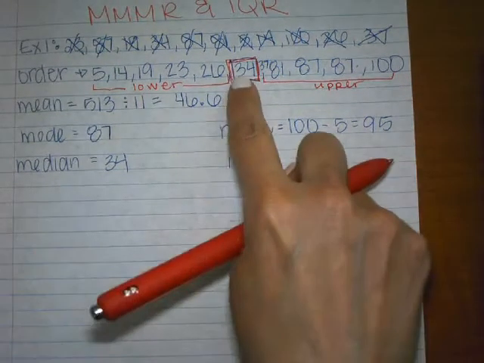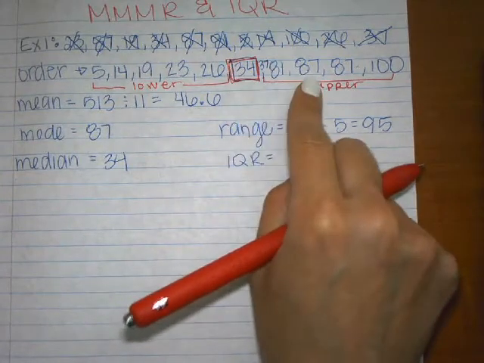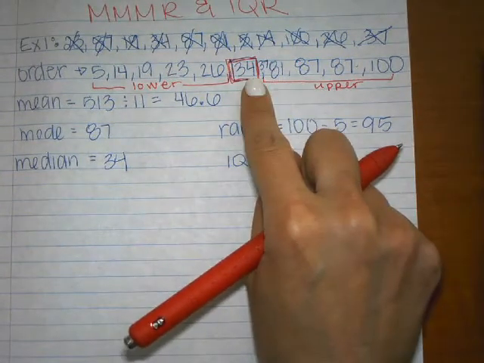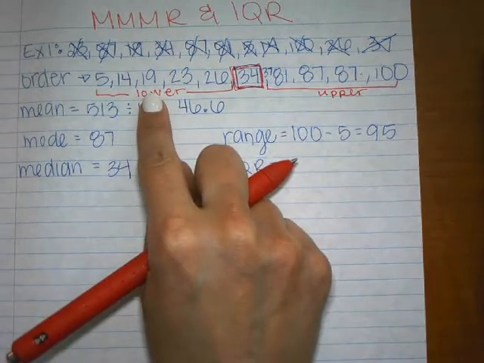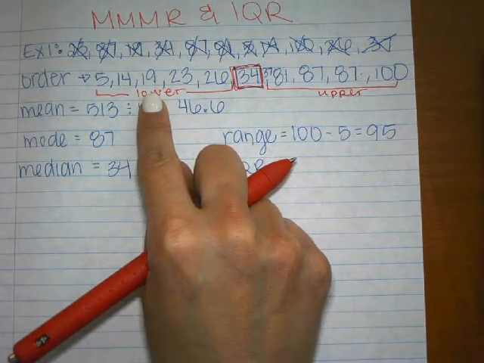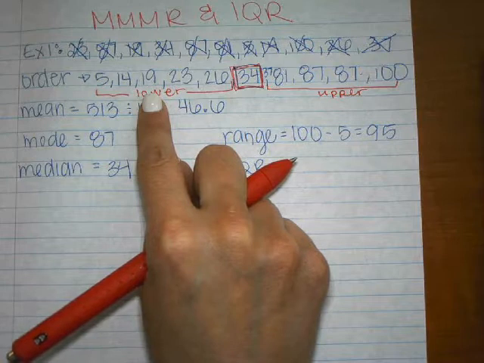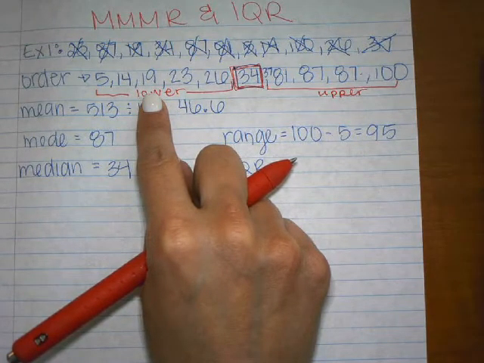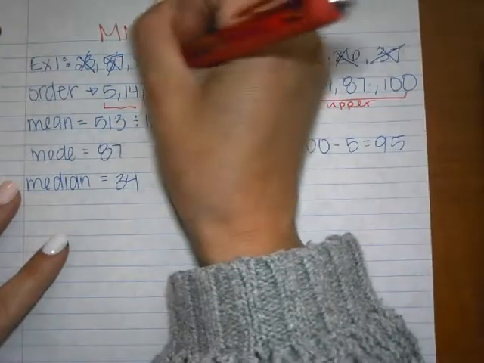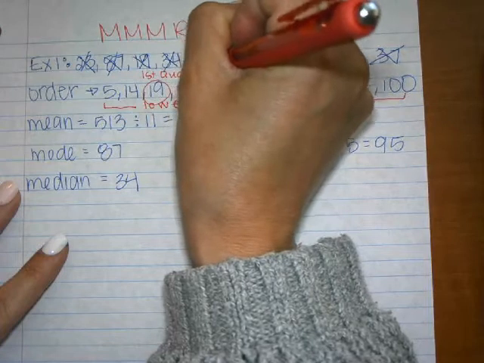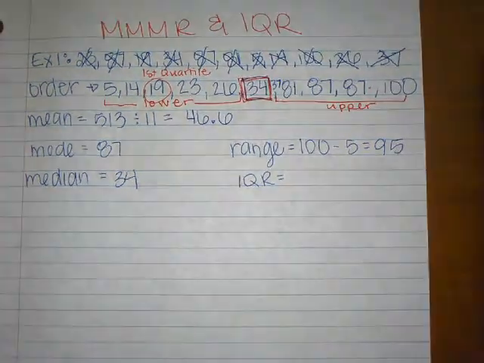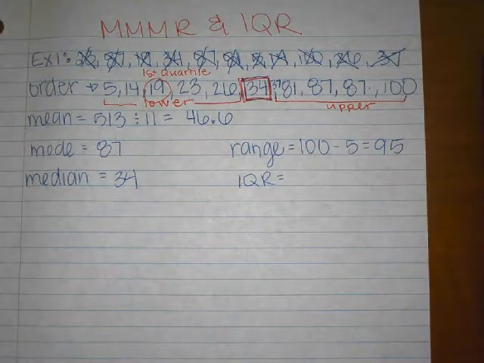So it gives you a lower set, it gives you an upper set by breaking it at the median. The median does not count in your lower and it does not count in your upper, which is why we boxed it in. Then when you have your lower set, to find quartile 1, you find the middle number of the lower set. What's the middle number of the lower set? 19. So 19 is my first quartile, because it is the middle number of the lower set of numbers.